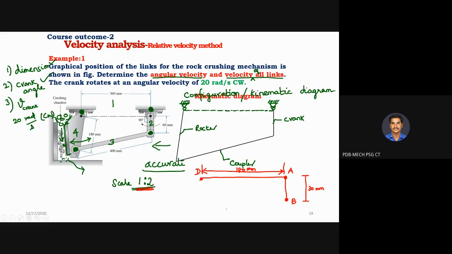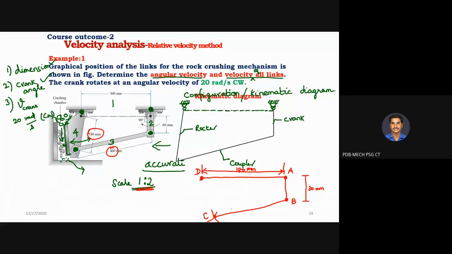For these two, there is no angle, only length. So take B as center. The coupler dimension is 400 mm, correct? If you reduce the scale, it is 200 mm. So with B as center and 200 mm as radius, make an arc. And with D as center, what is the rocker dimension? 90 mm, sir. 180 mm, reduced scale 90 mm. So with D as center, draw another arc of 90 mm radius. You will have this particular point. What is the name for this point? C, sir. Okay, once you get the point C, you can connect C with B.